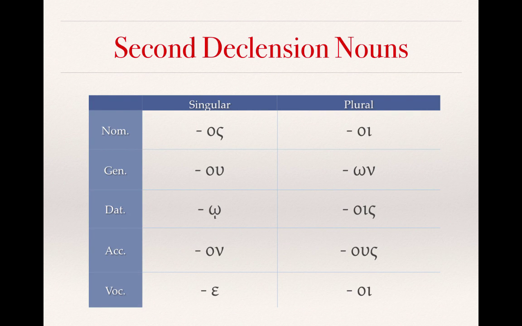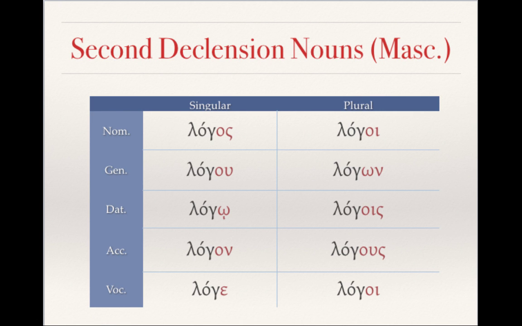Like we did with first declension nouns, let's talk briefly about the basic pattern for second declension nouns. And that is basically os, u, o, on, a, oi, on, ois, us, oi. All right, and so let's see a chart of a second declension noun. This is a masculine noun. The Greek word is logos, which means word or speech. It would go logos, logu, logo, logon, loge, logoi, logon, logois, logus, logoi.